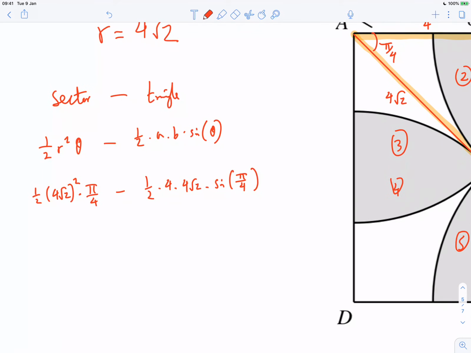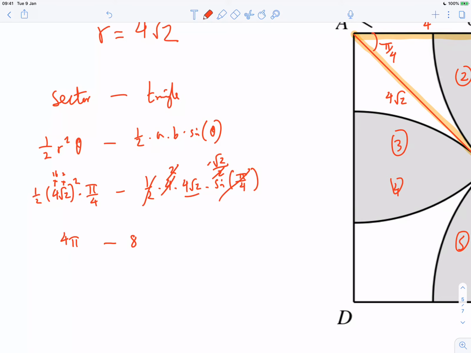Okay, let's deal. 4 root 2 squared, I believe that's 32. 4 squared is 16. Root 2 squared is 2. 16 times 2 is 32. 32 halved is 16. Divided by 4, this becomes a 4 pi. The half and the 4 cancel to make a 2. Sine of 45 degrees, or sine pi over 4, is actually root 2 over 2. So that 2 and that 2 will cancel. So it looks like I'm left with 4 root 2 times root 2, which is 4 times 2, which is 8.